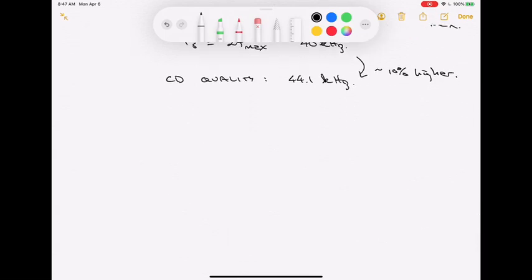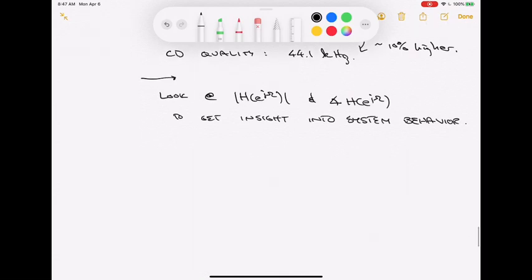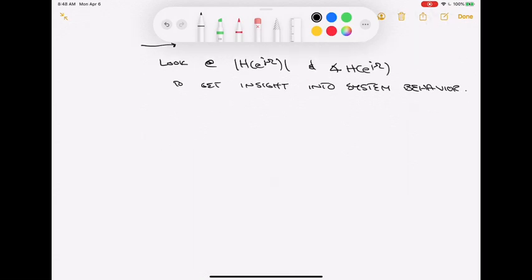Okay, so what can we do? We can look at the magnitude response H(e^jω) and angle H(e^jω) to get insight into system behavior. The magnitude response in particular will help us identify whether a system is low pass, high pass, or band stop. So let's look at a couple of ways that we can do that.